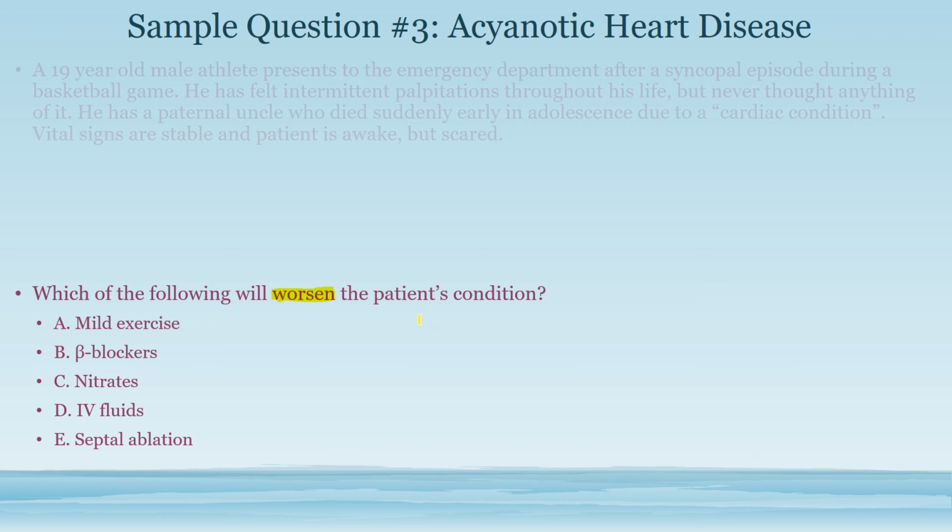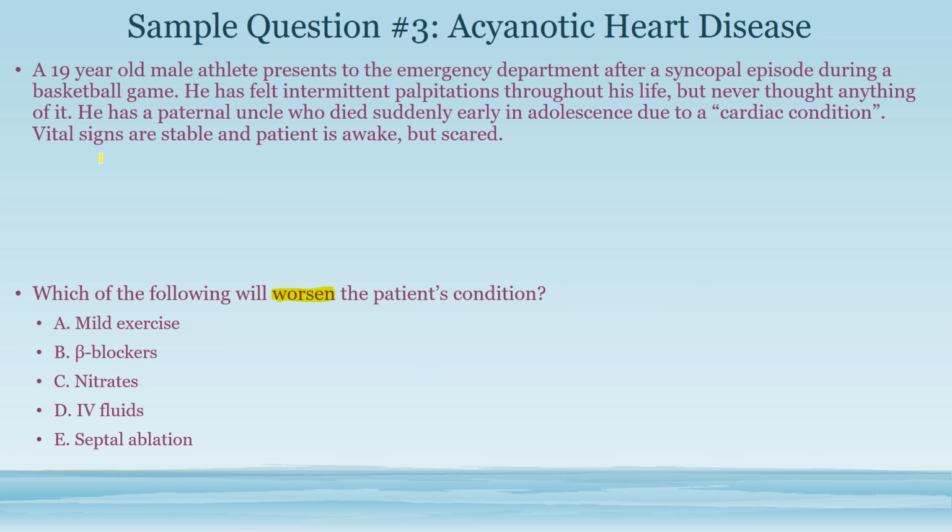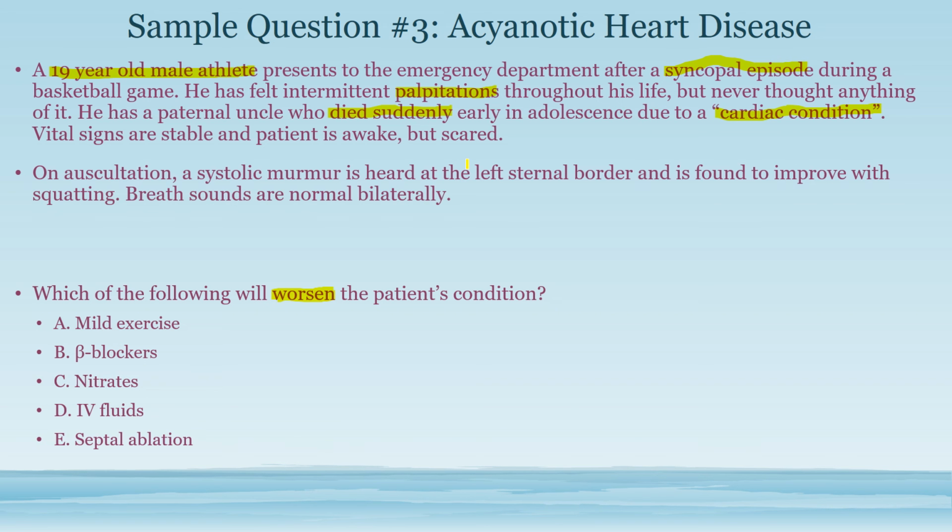So something's going on with the heart here probably. A 19-year-old male athlete presents to the emergency room after a syncopal episode during a basketball game, so an exertional syncope. He has felt intermittent palpitations throughout his life, but never thought anything of it. He has a paternal uncle who died suddenly very early in adolescence, so we have a sudden death due to a cardiac condition, and he's awake and stable but scared.